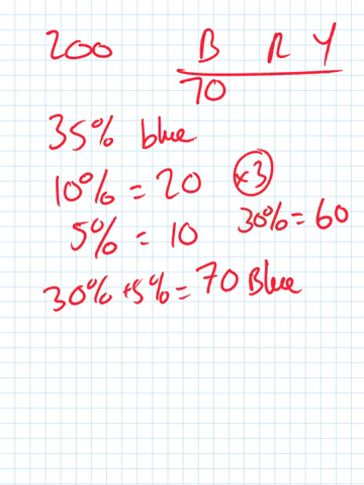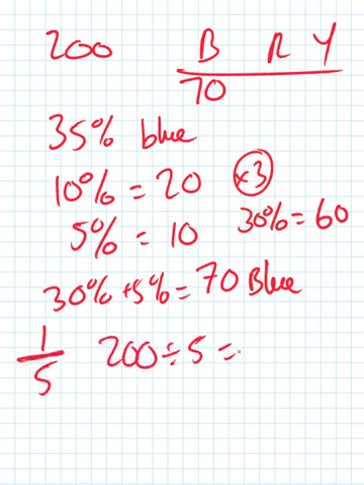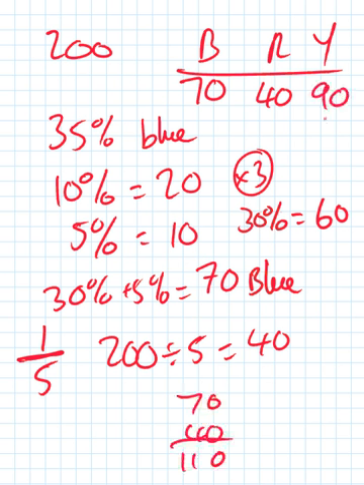So 70 in there. We're also told a fifth are red. Well, a fifth, the line means divide. So all we do is take the 200, divide it by 5 to get a fifth, which is 40. So then red is 40. So how many yellow then? Well, if we add the 40 and the 70 together, that gives 110. So then yellow must be 90.